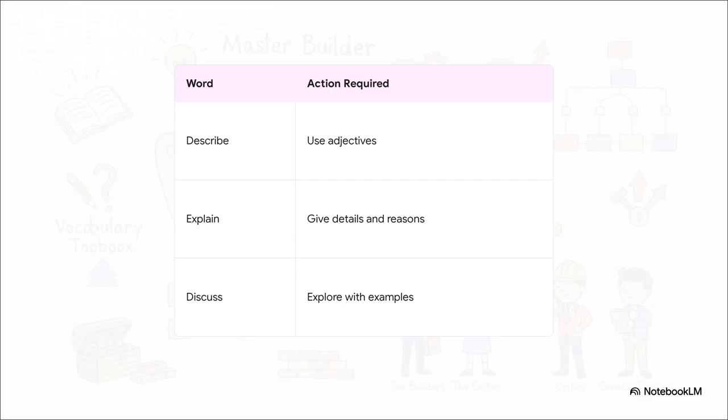Let's say a question asks you to explain a character's motivation. A rookie is just going to list facts about what the character did. But a master builder uses the word explain to connect the character's past trauma directly to why they made that choice. You have to build a reasoned response, not just rattle off facts.